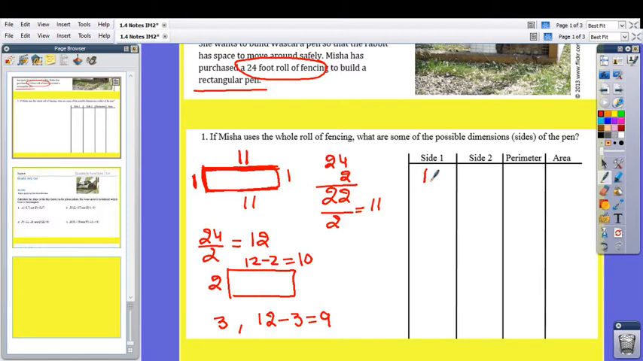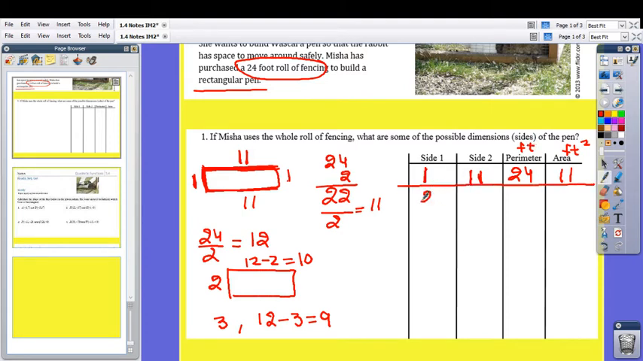So when one side is 1, the other side is 11, then the perimeter will be, you add all of them, so you do 1 and 1, so 2, 11 and the other 11, so altogether it will be 24. And think about it, if she's using the whole roll and the whole roll is 24 foot, then the perimeter is not going to change. To find out the area, you multiply 1 and 11 and you get 11 feet squared. Perimeter is, the unit will be feet, okay, so that's that.